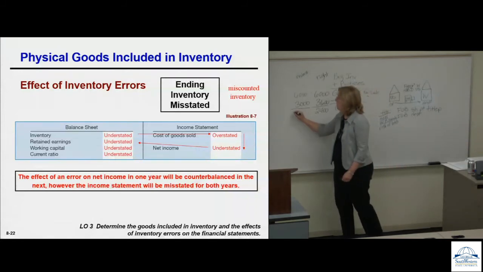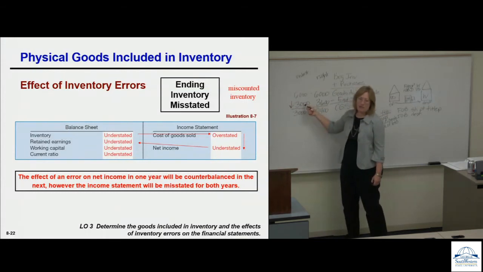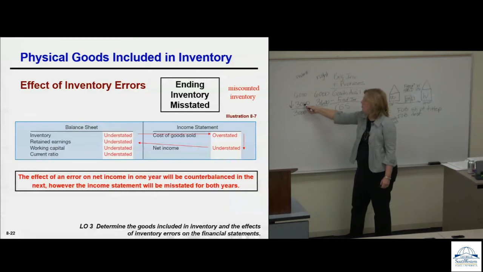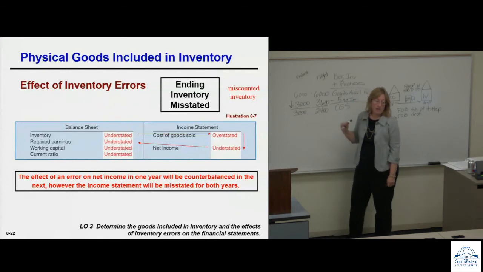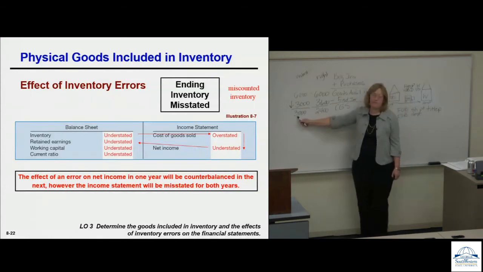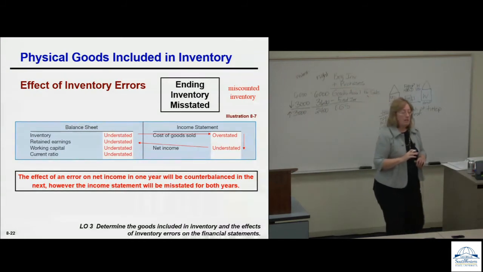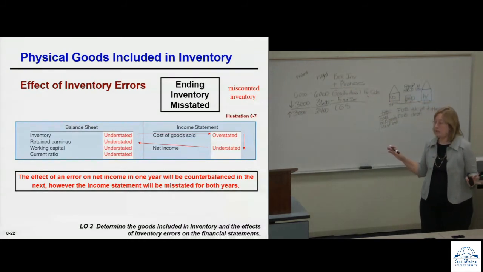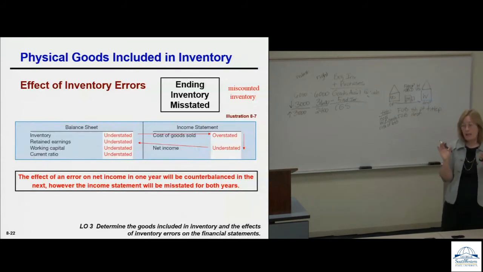Okay, so if ending inventory is understated, this is my little symbol, see, this one's understated, then cost of goods sold is what? Understated or overstated? Overstated. Do you see that? It moves in the opposite direction. Cost errors in ending inventory make errors in cost of goods sold in the opposite direction.